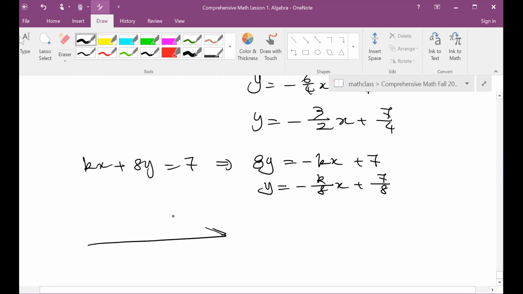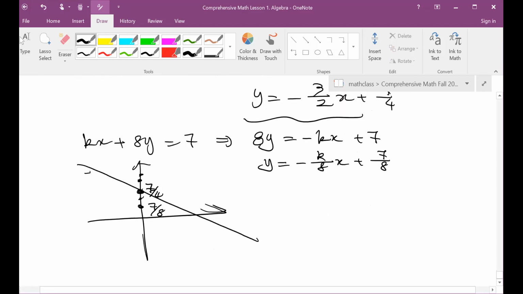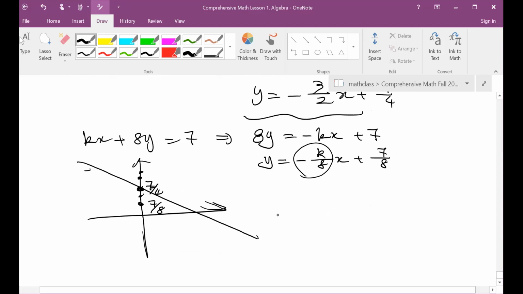So those two lines are not going to pass through the same point. The y-intercept is very clear. One is 7/4, which is somewhere here, and the other one is 7/8. So this equation has a negative slope. Now for the other one, we don't know the exact value of k.